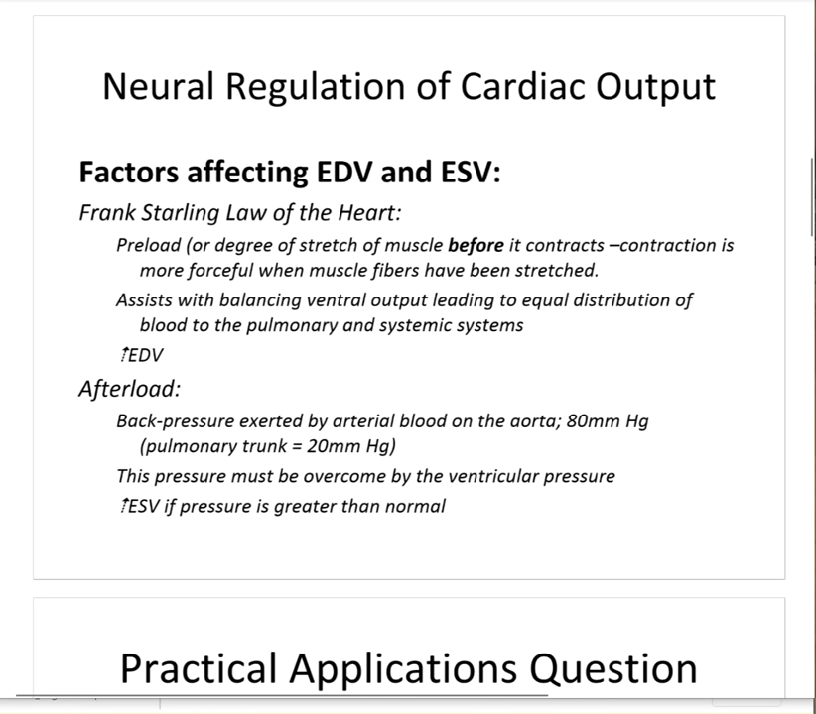All right, so now what are some factors that affect EDV and ESV? The filling and how much is left in the ejection. Okay, so we have the Frank-Starling law of the heart, named after a couple individuals who figured out this law. They talked about a thing called preload.